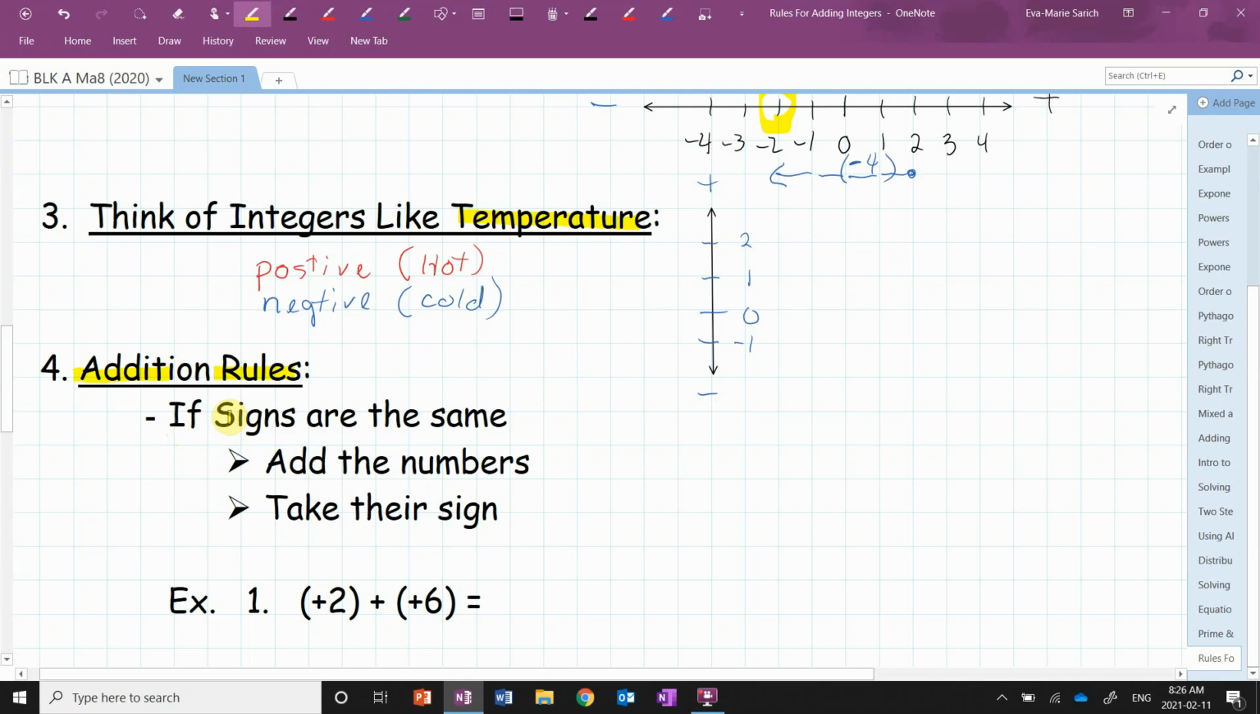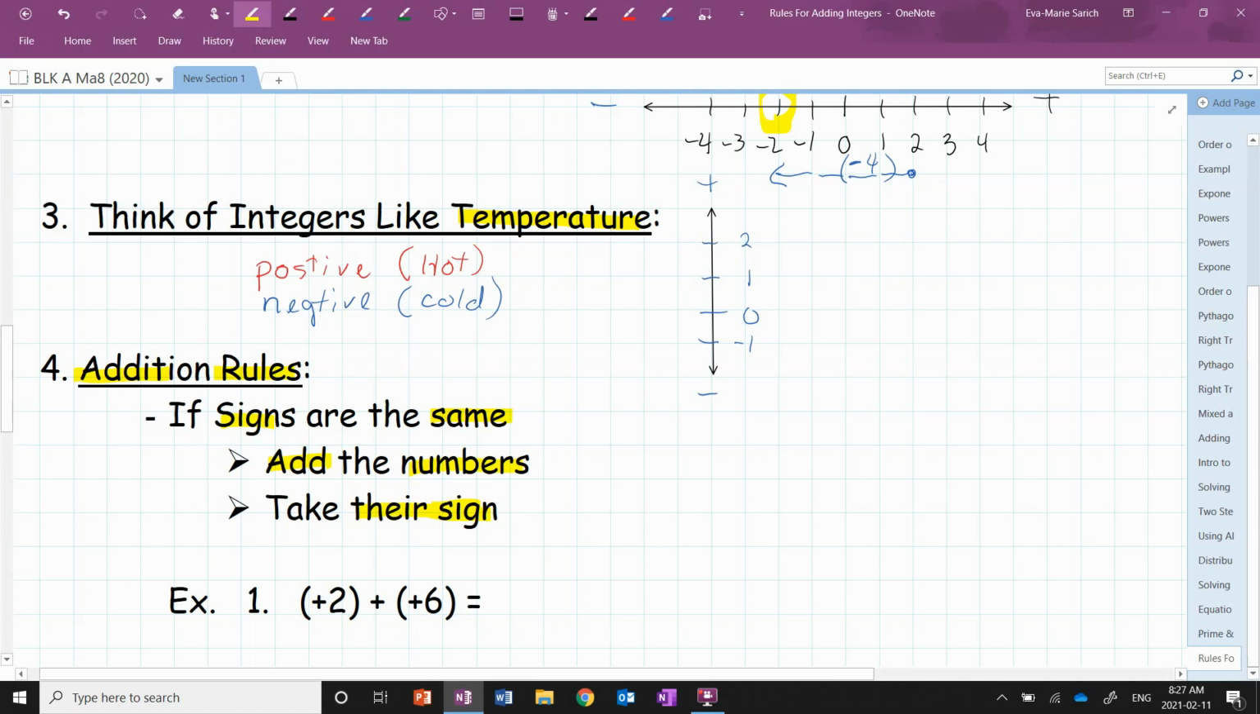And this first rule says if the signs are the same. That means if we're adding a negative to a negative, or a positive to a positive. So that's like hot added to hot or cold added to cold. How do we get to the answer? Well, the easiest thing to do is just to add the numbers, right? If you add hot and hot together, you're going to get a bigger hot, right? It's going to get hotter. And we're going to take their sign. So if their sign is hot, then the answer is going to be hot in the end.